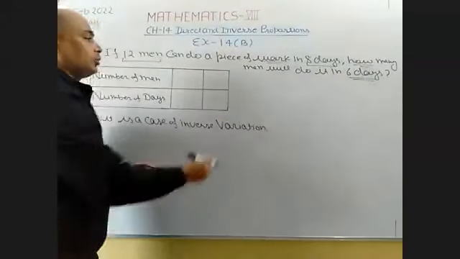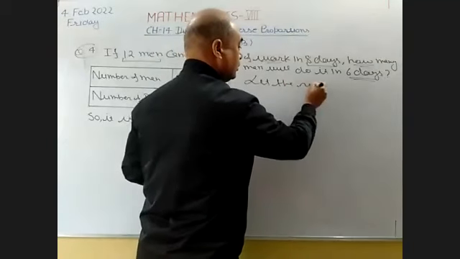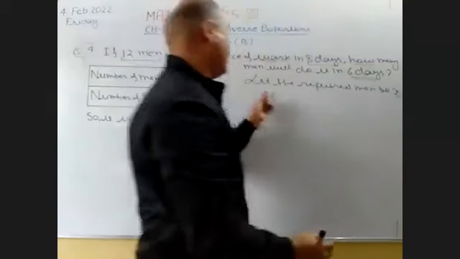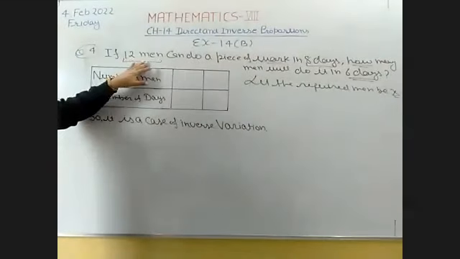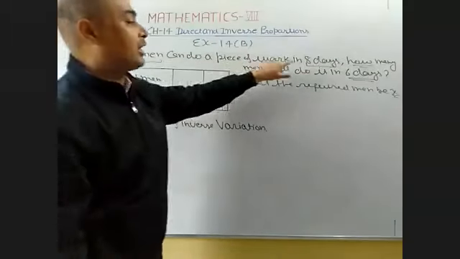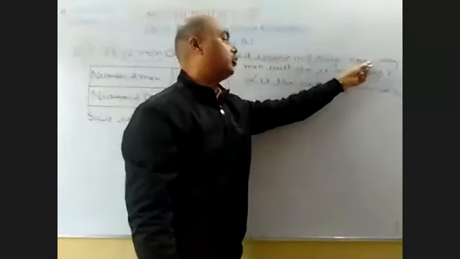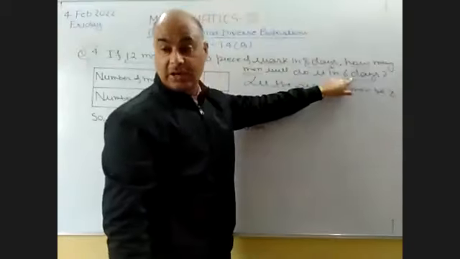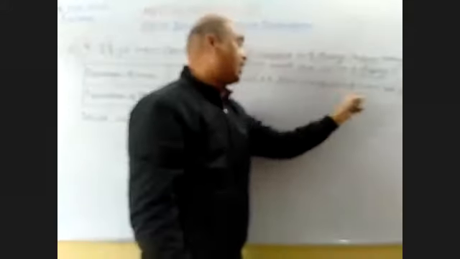So first, suppose let the required men be X. Check this question once. What is given? If 12 men can do a piece of work in 8 days, they are going to complete their work in 8 days. In this question, we want to find how many men are required to complete the same work in 6 days. So let the required men be X.